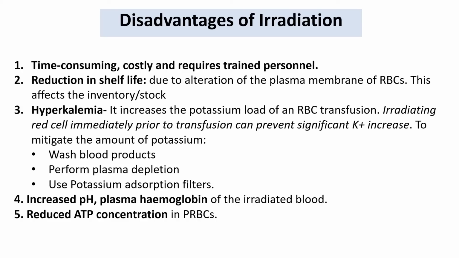Apart from that, increased pH and plasma hemoglobin is seen in irradiated blood. Also, there are reduced ATP concentrations of the PRBCs.